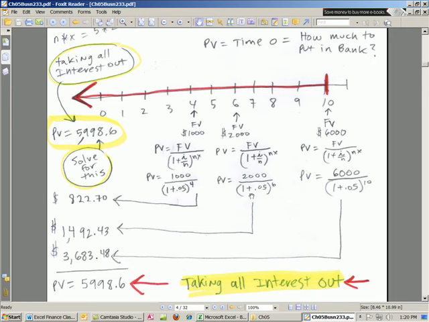I do the same for here. Take all the interest out. This 1,000, take all the interest out. We add them all together, and boom, that is our present value. So we need to know how much to put in the bank to get these future cash flows.